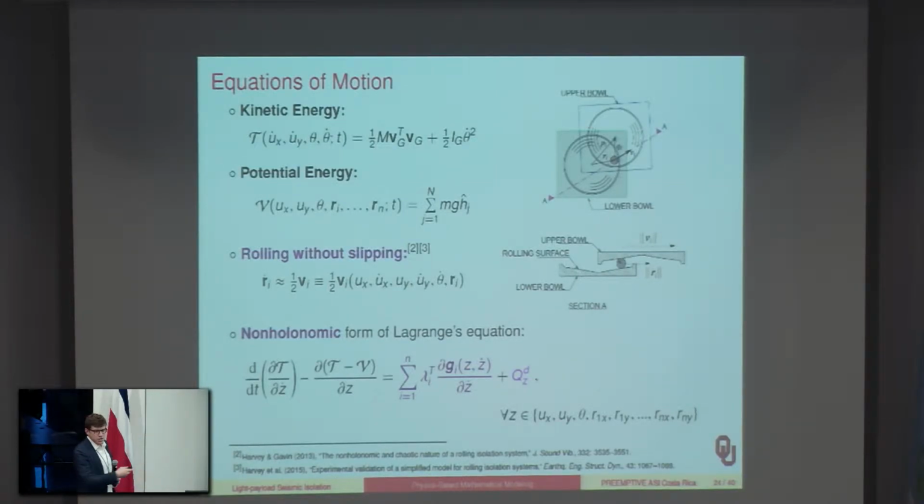Okay, so we're using an energy-based approach, so expressing kinetic and potential energy. The one that I really want to highlight here is the condition of rolling without slipping. So here the balls roll between these non-parallel surfaces, and this actually constitutes a non-holonomic constraint, which just tells you that the ball at any given time, I can't tell you where it is, I have to actually track where it came from.